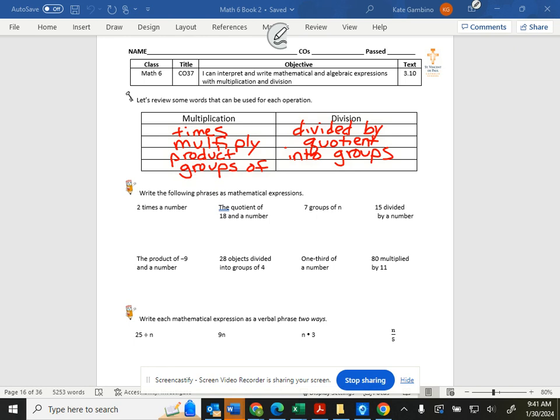So they're similar but very different. So you want to make sure that you know the difference between the two. Again, you'll be given some verbal phrases that you need to write the expression for, and you'll be given some expressions that you need to write the verbal phrase for. Any questions on any of these? Okay.